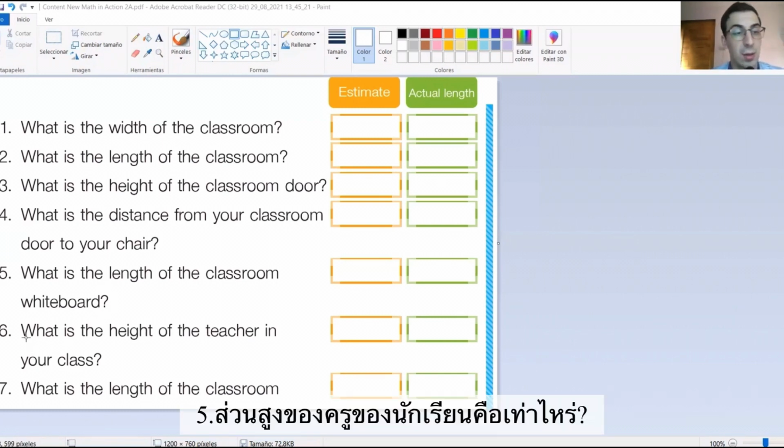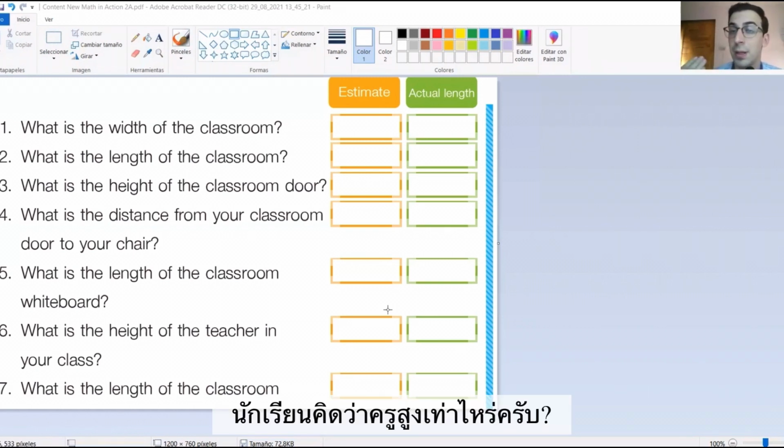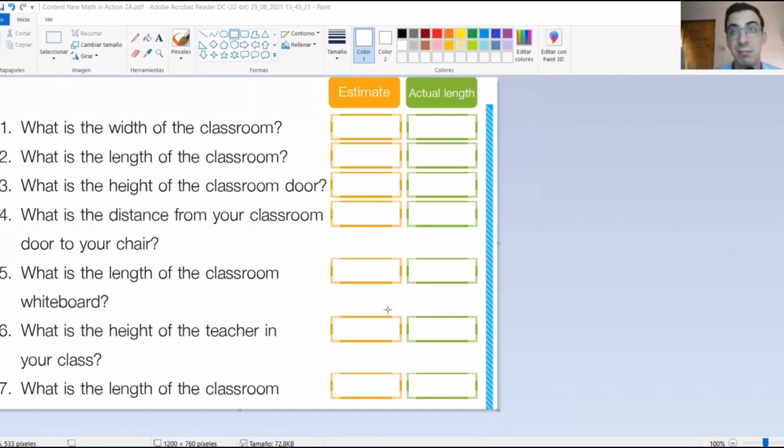Number 6, what is the height of the teacher in your class? Wow, that's me, huh? How tall do you think I am? 180, 170, 190, how much do you think? You can write here, okay?